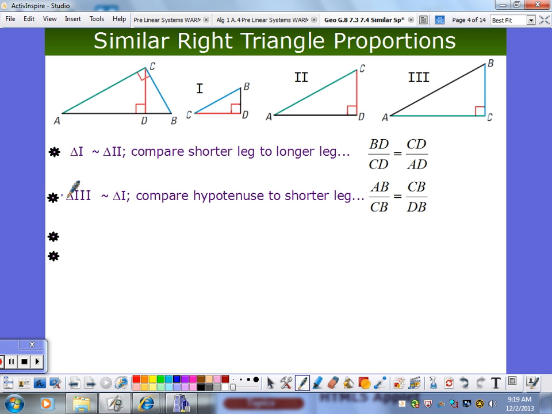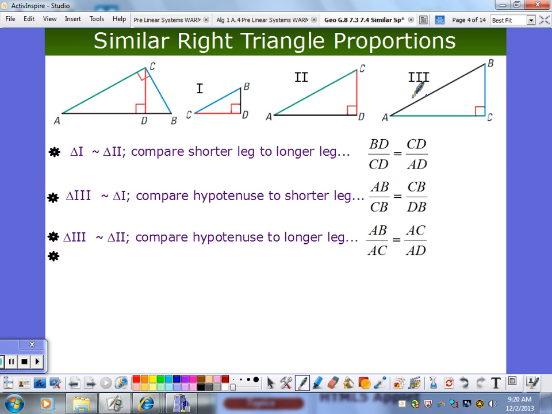All right, let's look at triangle 3 and 1. The small one with the bigger one. So what do I have here? Compare the hypotenuse to the shorter leg. So AB to CB, right? Those are the matching sides. Equals CB to BD, right? They match. Just looking for corresponding sides so I can set up my proportion.